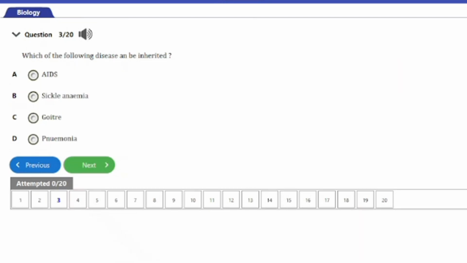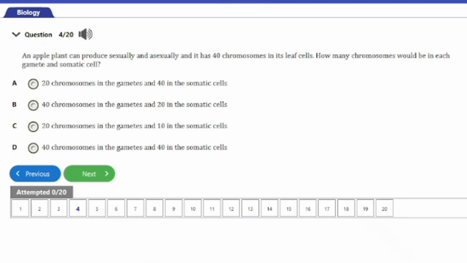Question number 3. The question here says, which of the following diseases can be inherited? A. AIDS. B. Sickle cell anemia. C. Goiter. D. Pneumonia. So guys, the answer to this question is option B here, and that's sickle cell anemia. That's the disease that can be inherited. So let's consider the next question here.